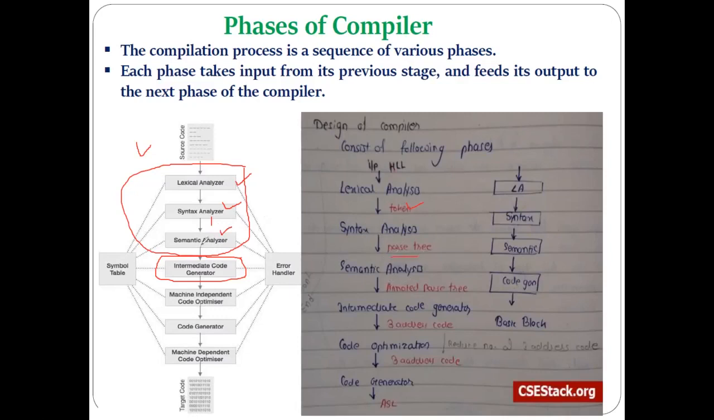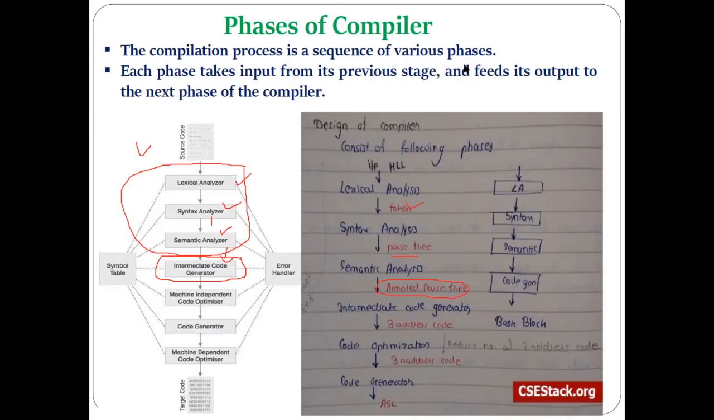Then the third phase is the semantic analysis, and along with the semantic analysis, the technique utilized is syntax directed translation. The main role performed by the semantic analyzer is to check whether a sentence is meaningful or not, whether it is semantically correct or not, generating the annotated parse tree and checking the meaning of that particular sentence. Then the semantic analyzer generates the output as an annotated parse tree, or modified parse tree, or decorated parse tree, and gives it as input to the 4th phase of compiler, that is the intermediate code generation.